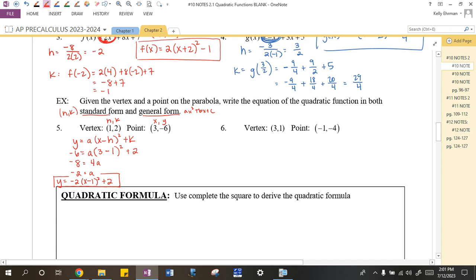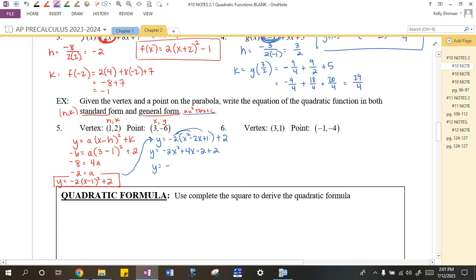How do I get the general form equation? Getting the general form equation is simply like squaring this out and combining terms until you get it to be ax squared plus bx plus c. So y equals -2. We've got to square this binomial, x squared minus 2x plus 1 plus 2. And then we distribute. Oops, I almost didn't distribute. We distribute a -2 through. -2x squared plus 4x minus 2 plus 2.